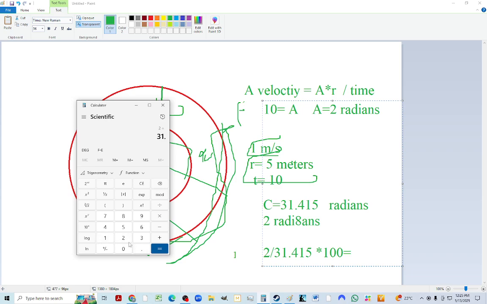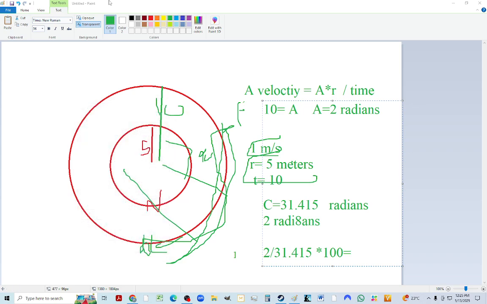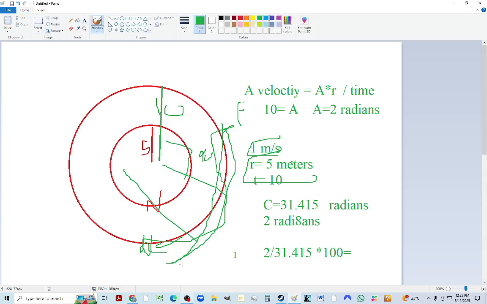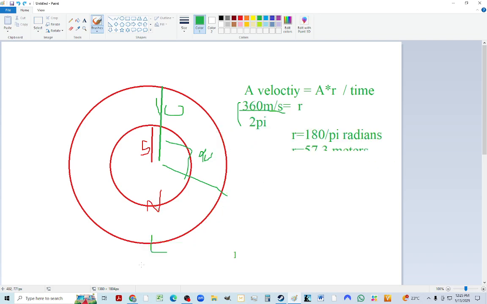That's a tougher one, right? Times 100. So I only went 6.63% of the circle. I only went a tiny bit, 6%. You really started off at the bottom and went right to there, a tiny bit, because the full circle is 31 and you only went 2.